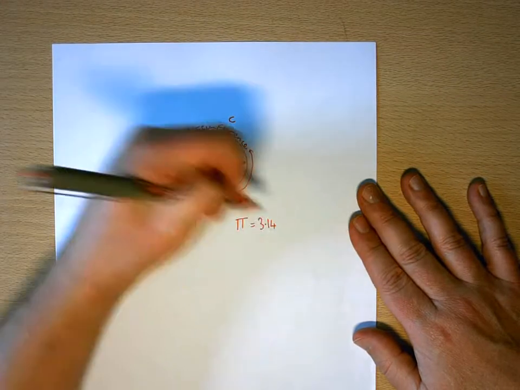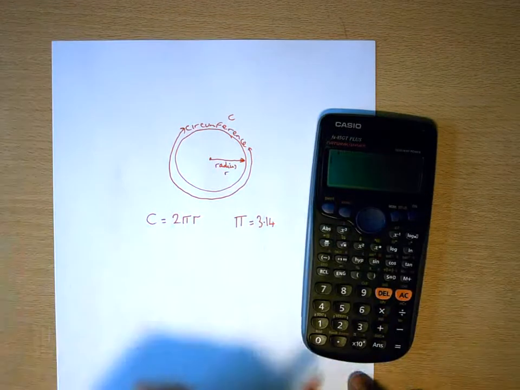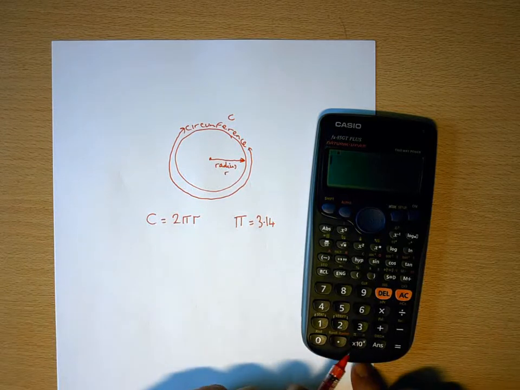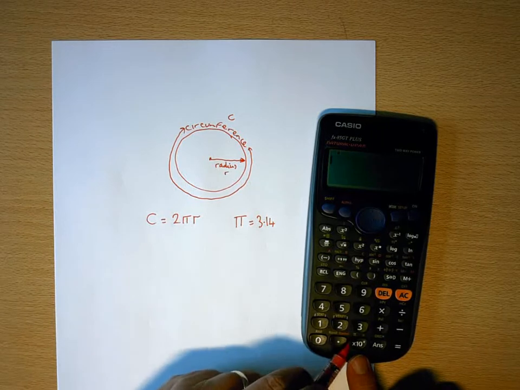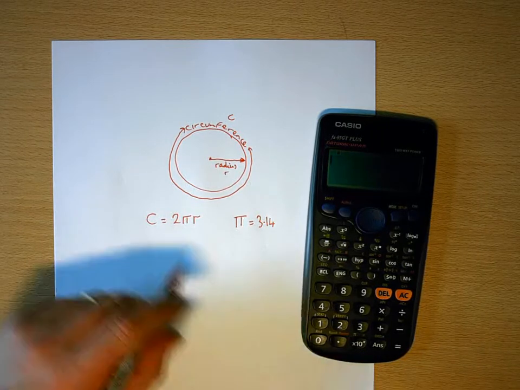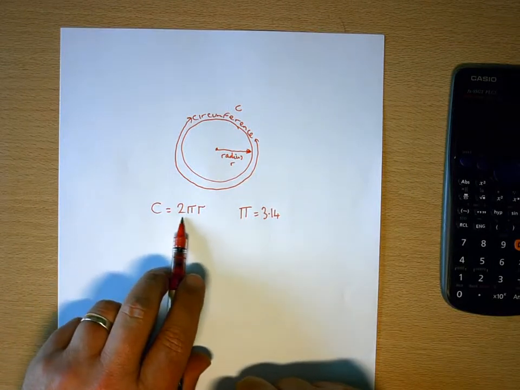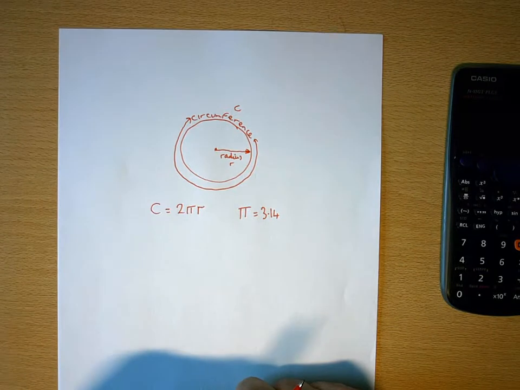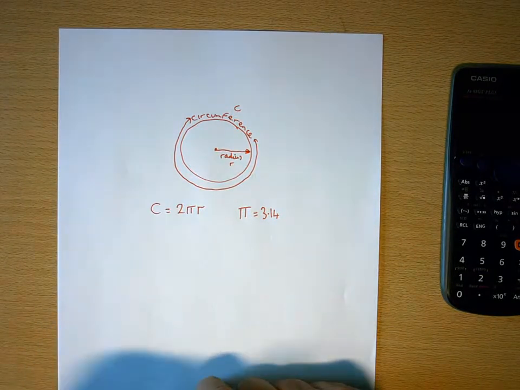You can either use 3.14 for pi, or on your calculator you've got a button for it, which is, if you just see it there above the times 10 to the power of, okay, in yellow, so we'll be using that on the calculator. As with normal algebra, where there are no mathematical symbols, it means that there's a times there. So that means 2 times pi times the radius.